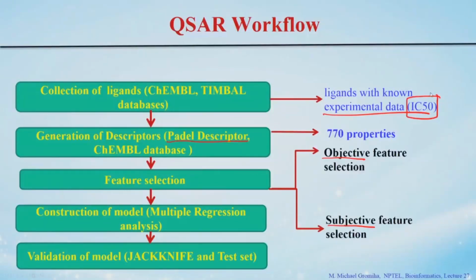There are various ways to construct a model, either multiple regression analysis or you can develop nonlinear models, to relate the experimental IC50 values you can get from the databases plus these properties. Then we need to validate the model, using the jackknife test, or you can use any blind test set to see whether this can reliably predict the activity of any new compound, right.